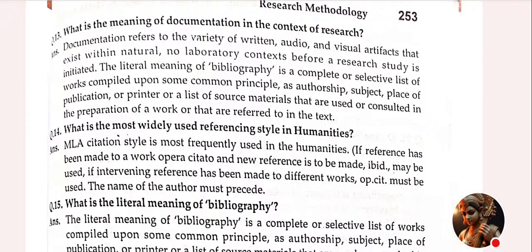Question 14. What is the most widely used referencing style in humanities? MLA citation style is most frequently used in the humanities. If reference has been made to a work, op. cit. is used; a new reference is to be made. Ibid. may be used if no intervening reference has been made to different works. Op. cit. must be used otherwise. The name of the author must precede.